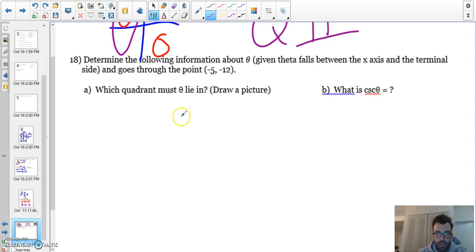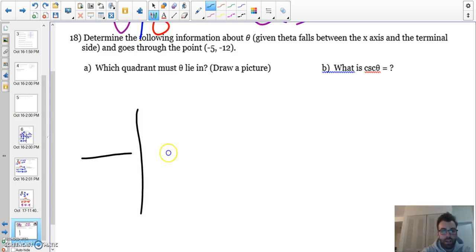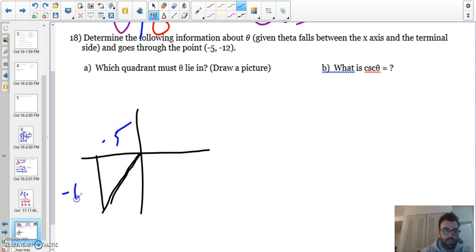Determine the following information about theta. Given theta falls between the x-axis and the terminal side and goes to the point -5, -12. Which quadrant does it lie in? Well, first of all, I know that if it's -5, -12, then it must land down here, quadrant 3. Okay? Because my x value is negative and my y value is negative. To make x be negative goes to the left, y be negative goes down, all right, on my graph.